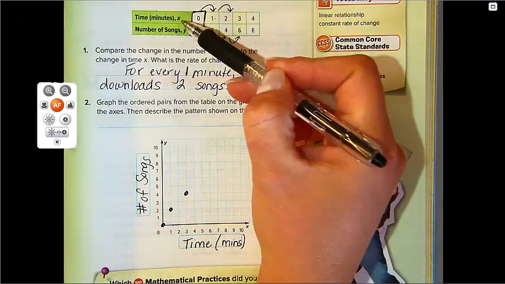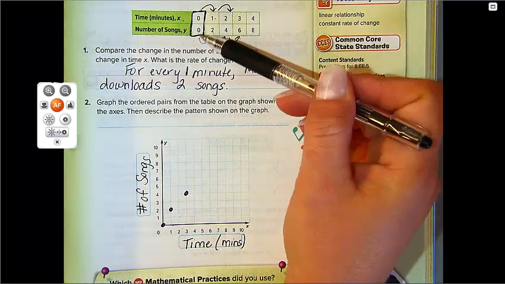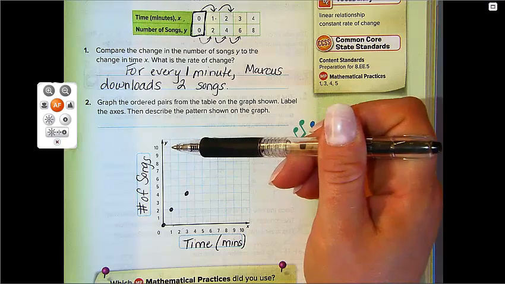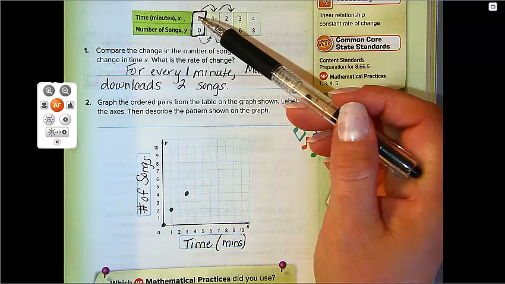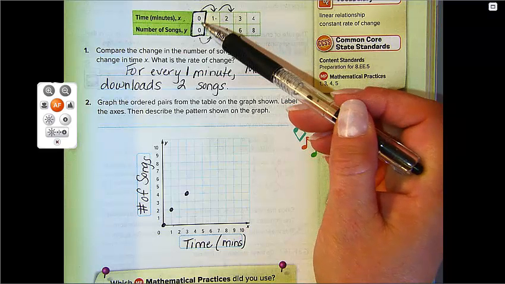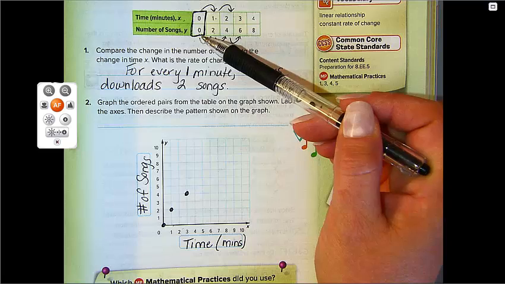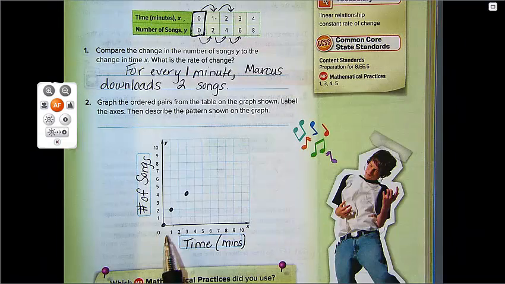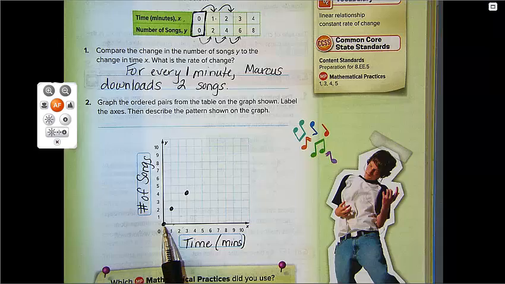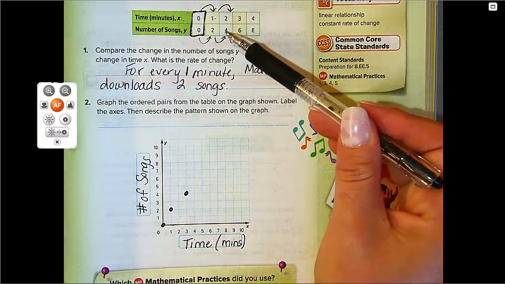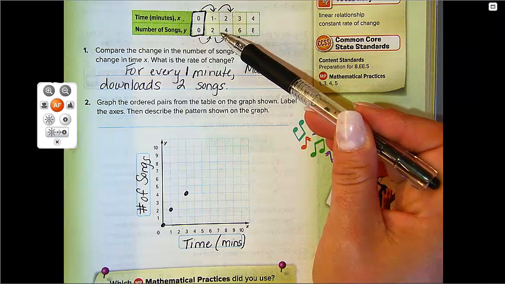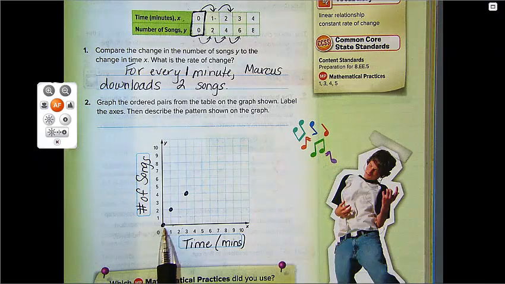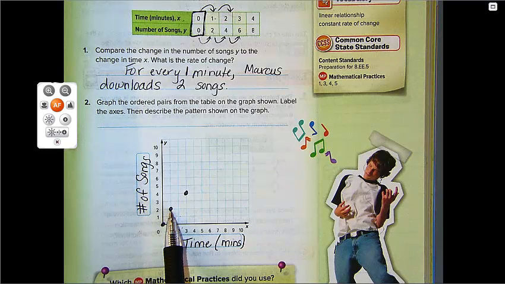Hopefully you remember that your X is your side to side, your Y is your up and down, and you always go side to side first before you go up and down. So this first one is a 0 for my X and a 0 for my Y, which means I'm going to go 0 left to right, and I'm going to go 0 up and down, which means my first dot is right here at 0. My next set of coordinates is a 1 for the X and a 2 for the Y, which means I'm going to go over 1 and up 2. So here I went over 1 and I went up 2. So there's my second point.